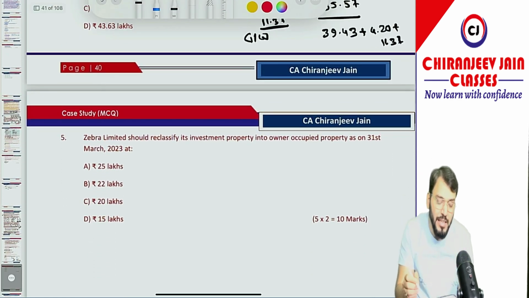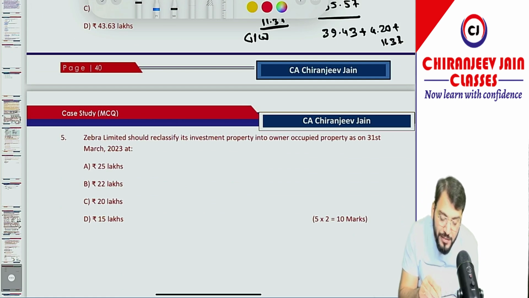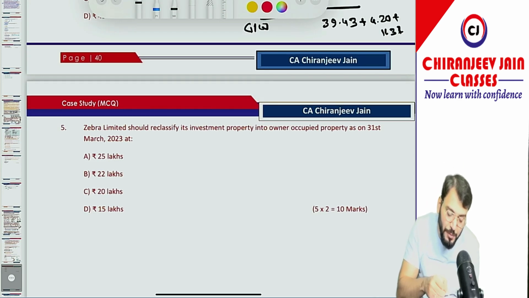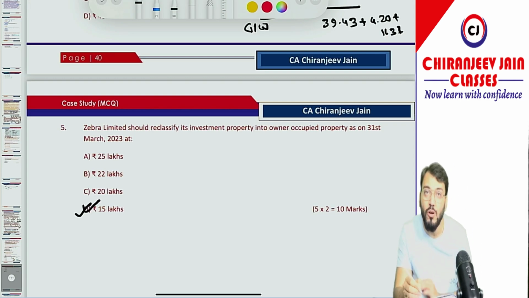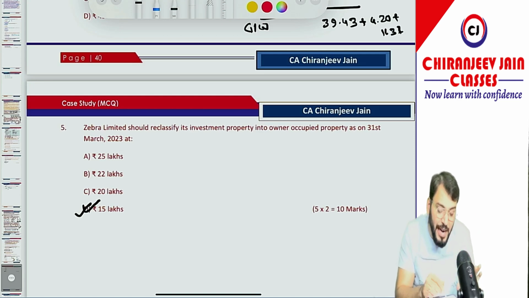Got this point? Then last point, Jibra Limited should reclassify the investment property into owner occupied property at its carrying amount. Carrying amount was how much? 15 lakh. So option number D is correct, because reclassification was done at year end. So fair value should not be considered because investment property is never revalued. There is no revaluation model for investment property. So fair value should be ignored. Reclassification will be done at carrying amount.